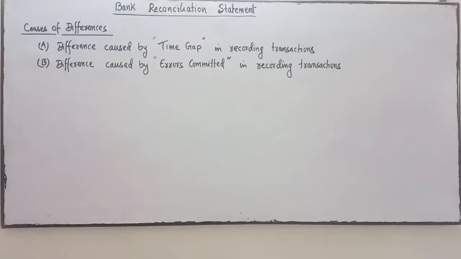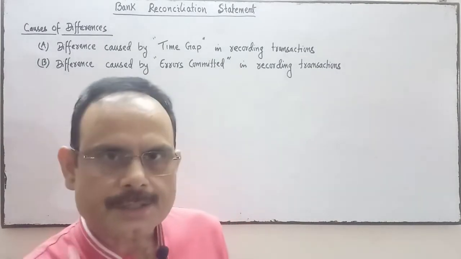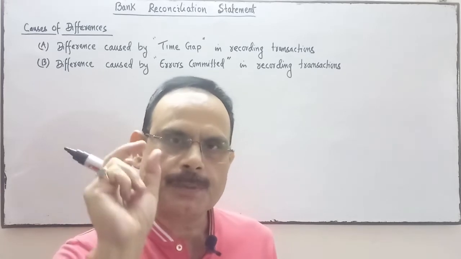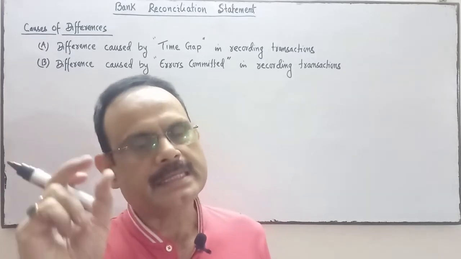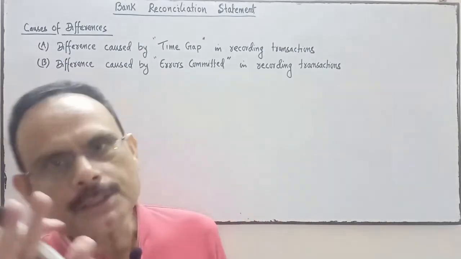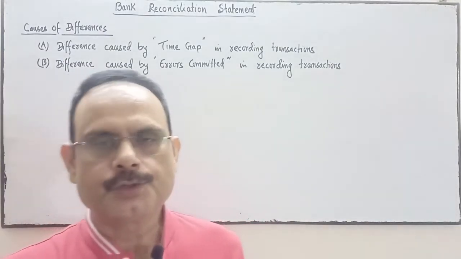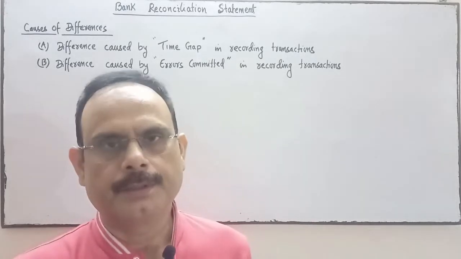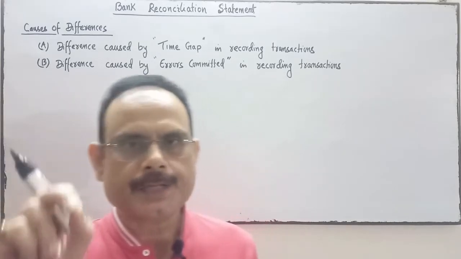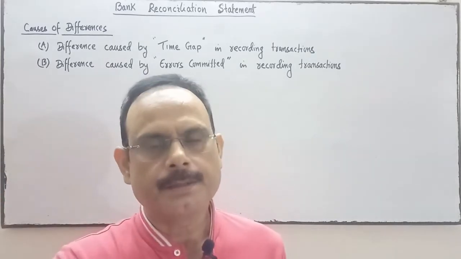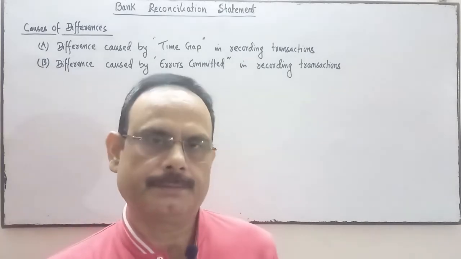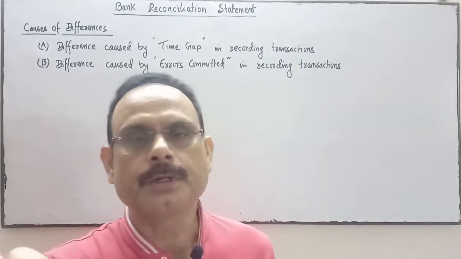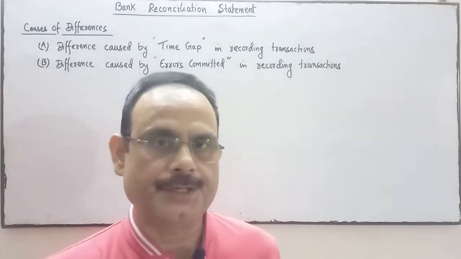Is it clear? Now we have to know the causes of difference. What are the causes due to which the bank balance as per cash book and bank balance as per passbook may differ? What are those reasons? So the reason may be because of time gap. The transaction recorded in cash book and passbook may be recorded at different time intervals. Because of the time gap, the balance of cash book and balance of passbook do not match with each other.